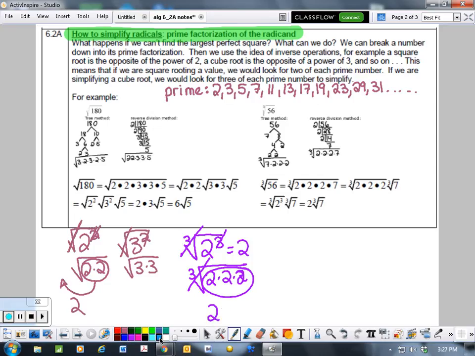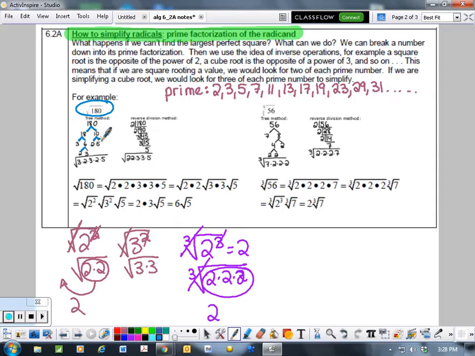So we have 2 different ways to break down a number into primes. Here I have the square root of 180. I can do the tree method. So I could say 180 is 18 and 10. I break down 18 into 3 and 6. I break down 6 into 2 and 3, and so on and so forth. And then we have the reverse division method.